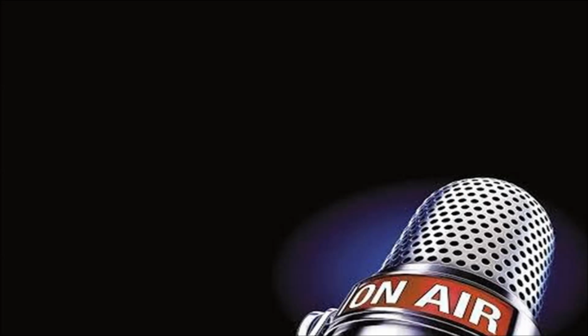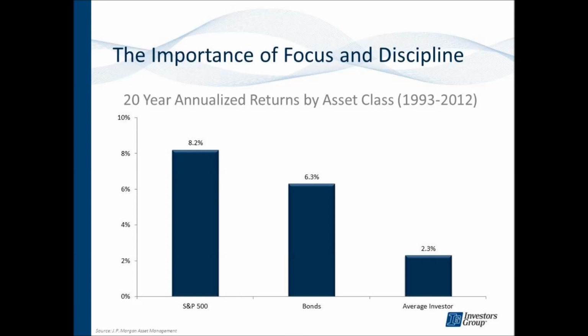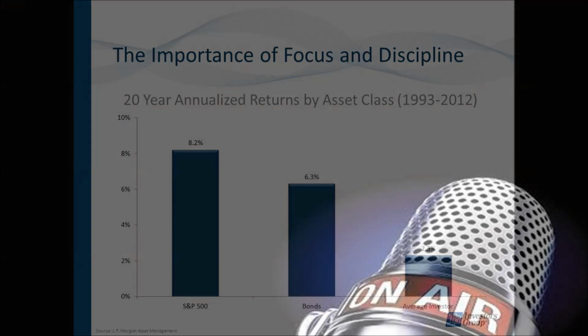If you look at the next slide, which is coming up right now, the importance of focus and discipline, this is a more simplified version of what it looks like between the equities, the fixed income, and the average investor. So the equities, the S&P 500, which is the top 500 performing businesses in the U.S., had an annualized rate of return of 8.2%. The next is the bonds, which is part of the fixed income, had an annualized rate of return of 6.3%. And as you can see, between the years of 1993 and 2012, the average investor made 2.3%.